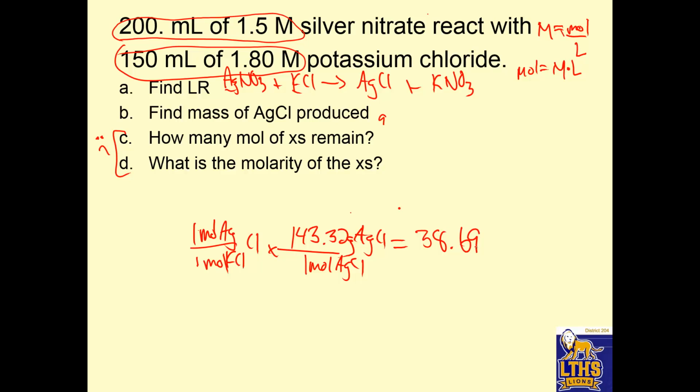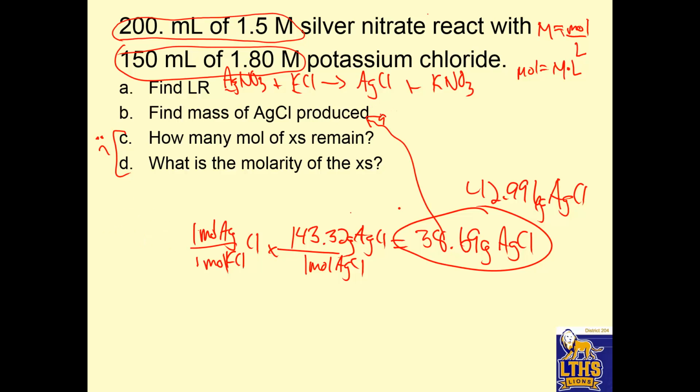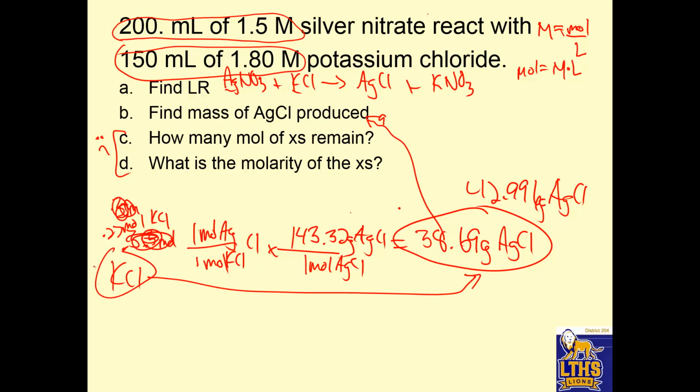Now if I can find out what my answer was before that. Oh, the other one was 42, right? So these are both grams of AgCl. So the smaller one is this. So find the one that makes the least amount. The mass of AgCl actually produced is 38.69 grams, how much is actually produced. And this came from KCl. So that is my limiting reactant.